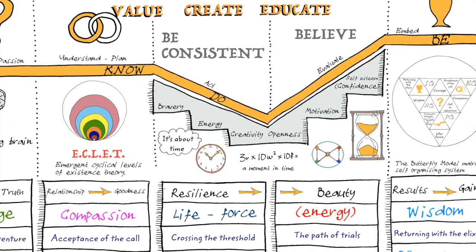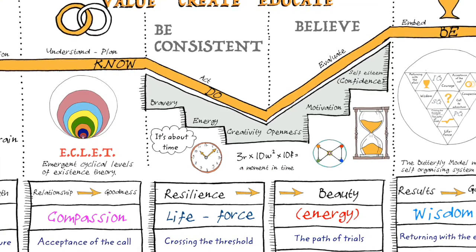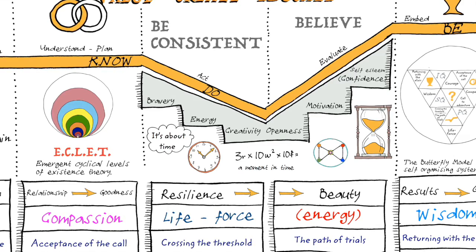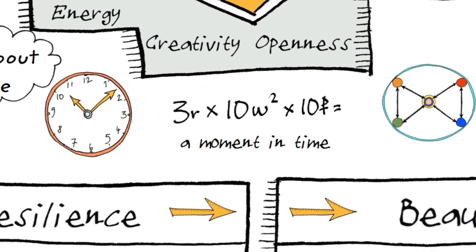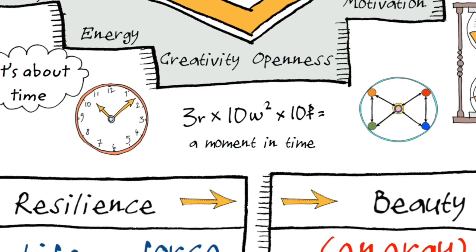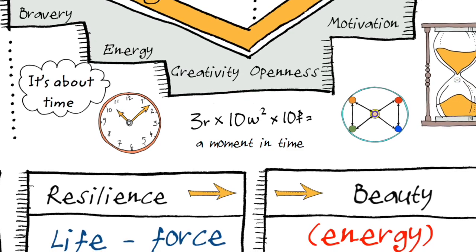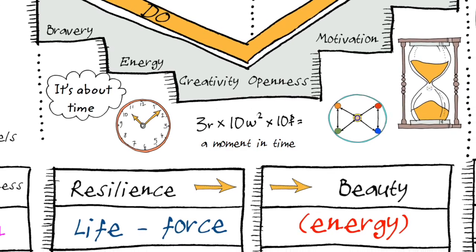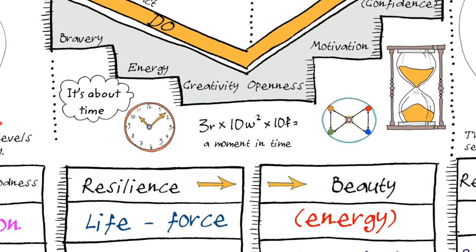The value creation process of the butterfly model uses the algorithm devised by Qi He to show that at any single moment in time, we have the potential to express our character in up to 3,000 different ways. The maths looks like this. 3R equals the three realms of self, others, and the environment. 10W squared represents the 10 worlds or levels of existence. 10F, the 10 factors, are the means by which we develop and express our character within the context of the phenomenal world. This is the final step of the process, embed.